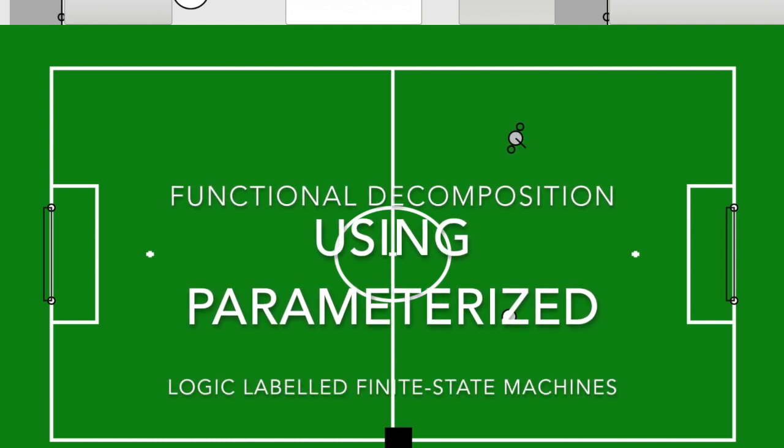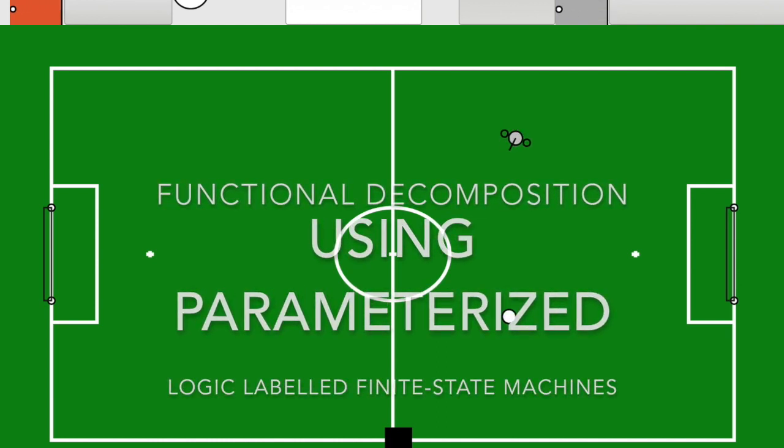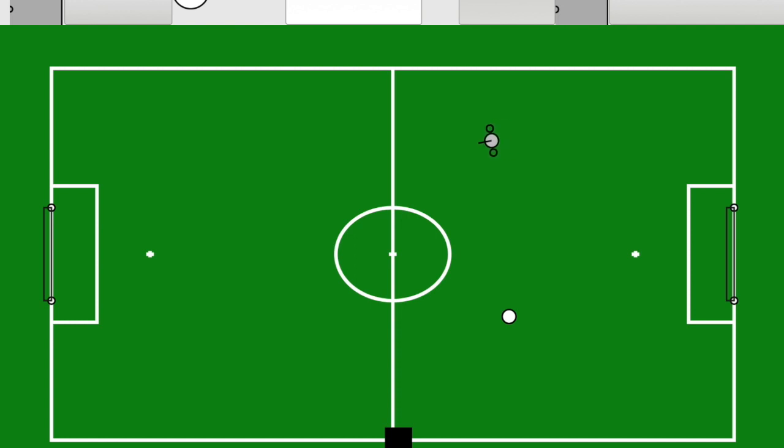Functional decomposition using parameterized logic labeled finite-state machines. This video illustrates the functional decomposition of the behavior that a robotic soccer player performs when the game is in the state of ready for the Standard Platform League of RoboCup. The robot must position itself ready for the game to start.